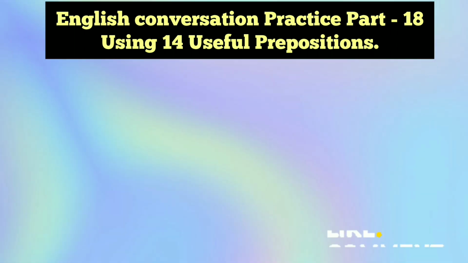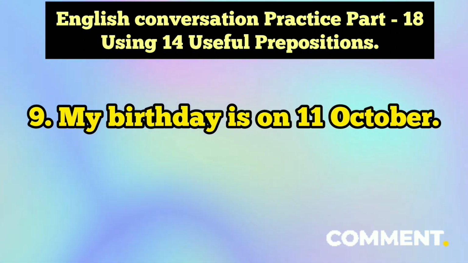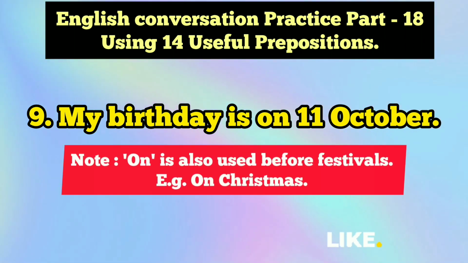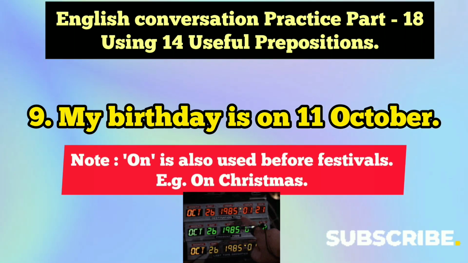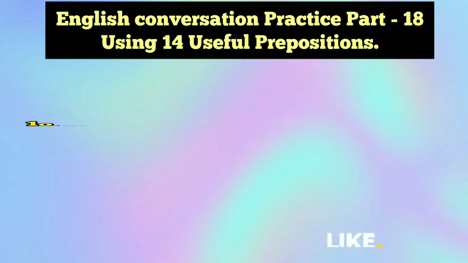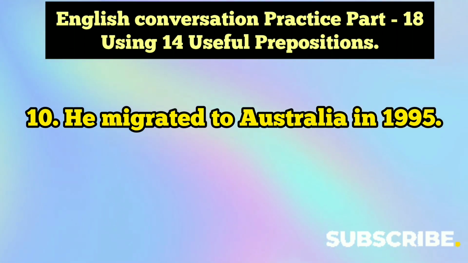So up next we will see the ninth sentence on your screen: My birthday is on 11th October. When you're talking about a particular date, you have to use on. So 11th October is a date, we have to use on before it. Up next we will see the 10th sentence: He migrated to Australia in 1995.